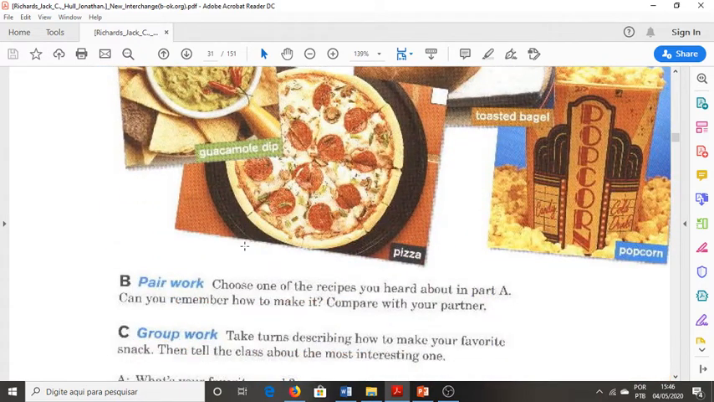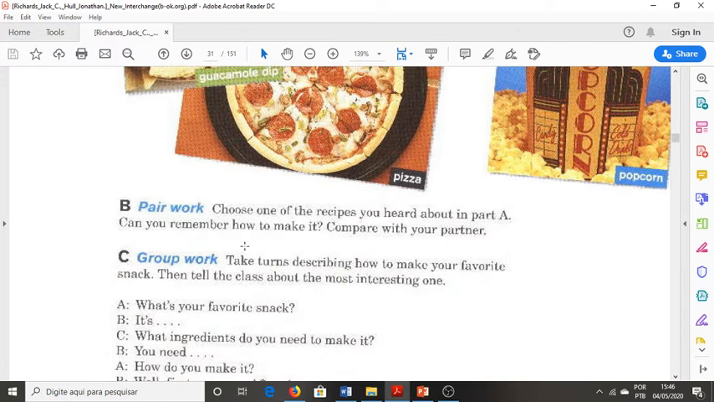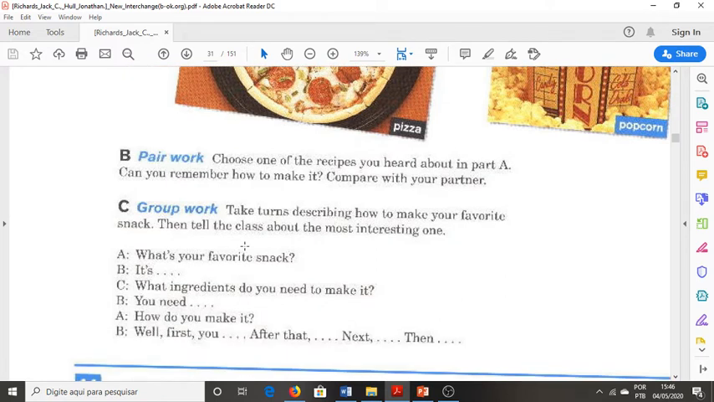After a listening activity on food, there is a pair work for them to talk about, let me see, choose one of the recipes you heard about in part A. So one of the recipes you heard in the listening activity. Can you remember how to make it? Compare with your partner. So they're going to talk about the listening activity they had. Group work: take turns describing how to make your favorite snack. Then tell the class about the most interesting ones.